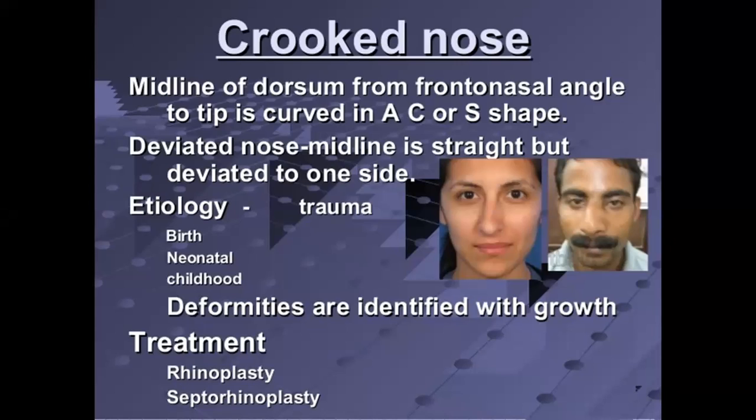Then the etiology, as I told you, is congenital. It can be by birth also. It can be due to direct trauma also, and it can be due to certain other diseases. And for treatment, we have the same rhinoplasty and septorhinoplasty. When only repair of the external nose is done, that is rhinoplasty. When along with the nose the septum is corrected, that is septorhinoplasty.